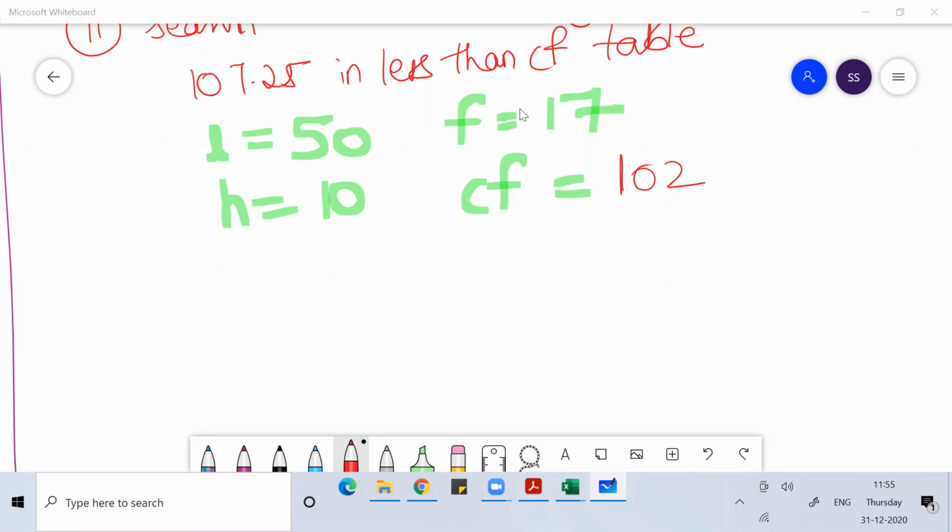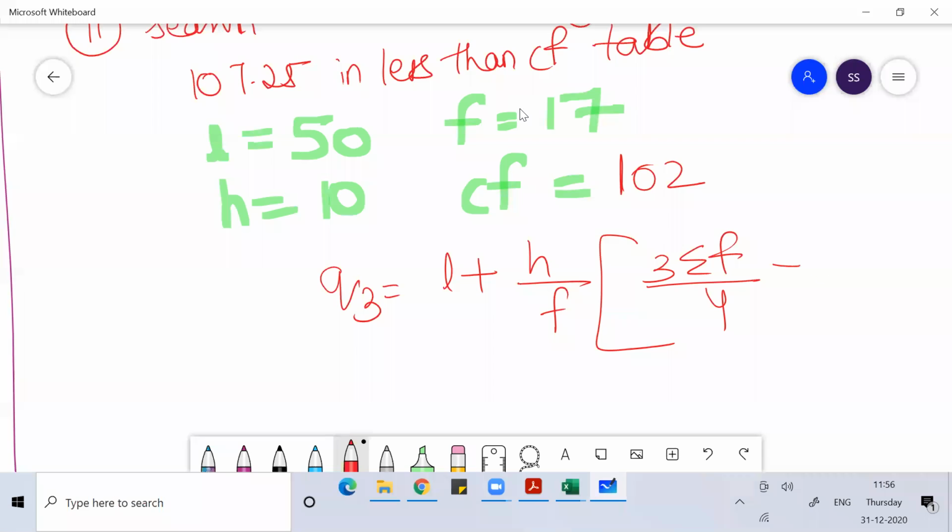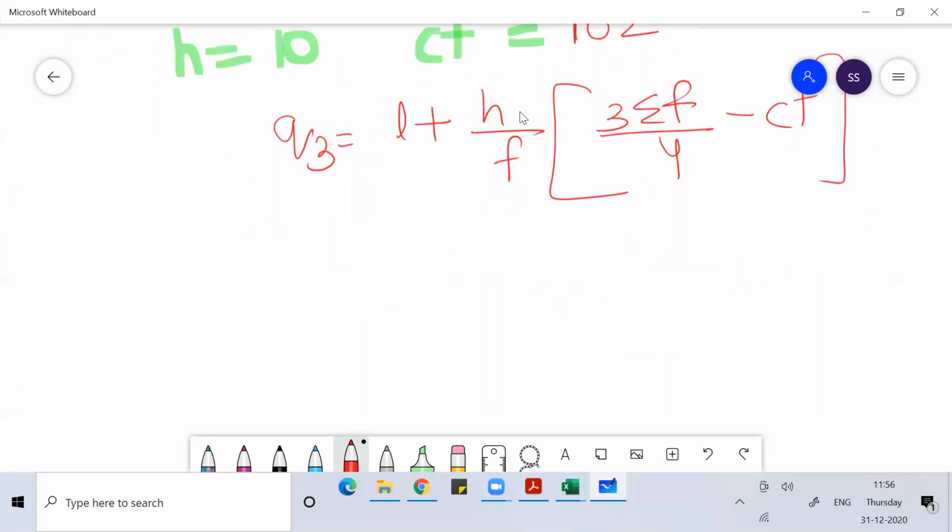So once you understood this, now we need to find the Q3. The Q3 formula is L plus H by f times (3 into sum of f by 4 minus CF). You just put everything in this formula and you'll get the answer.